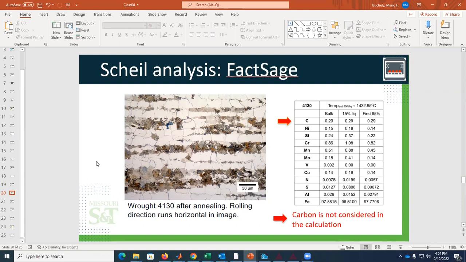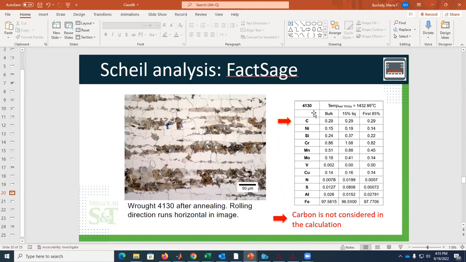So here you'll see the microstructure of a wrought product, 4130 steel, that has been hot rolled. You'll see the banding, and the different bands come from the segregation during solidification. So in this table, we placed the general chemical composition, and we're going to try to calculate the different percentage of phases at 15% liquid and the first 85% of solid composition.